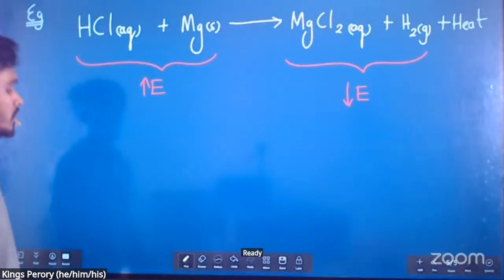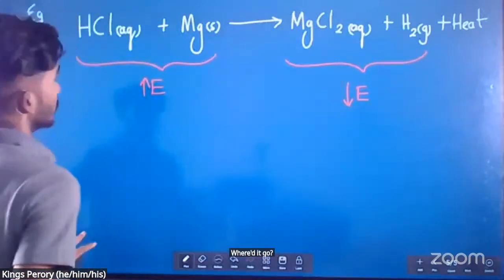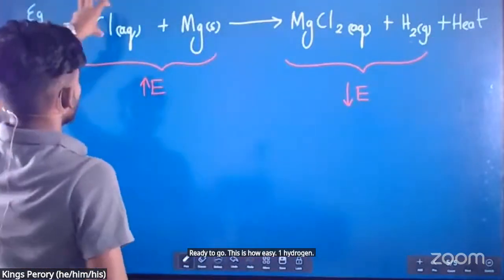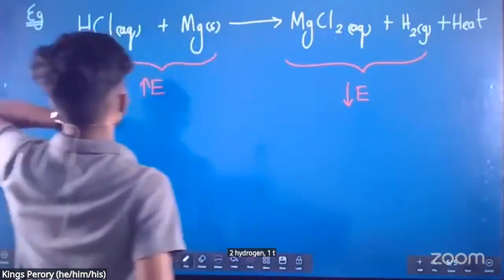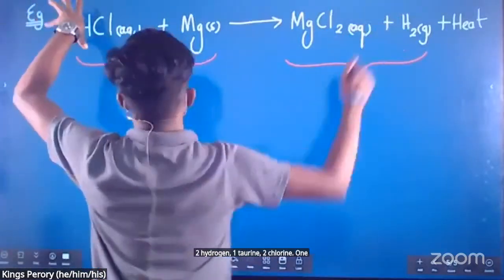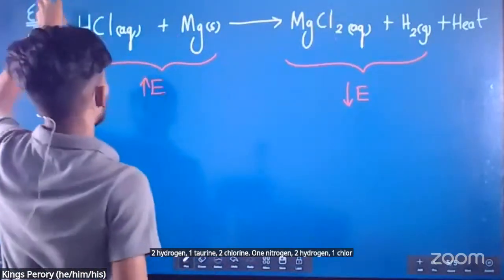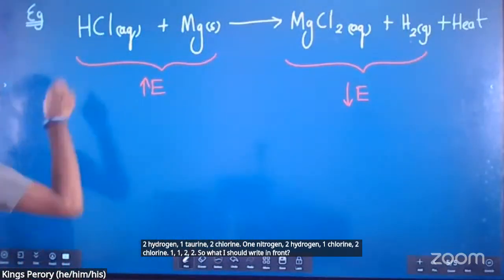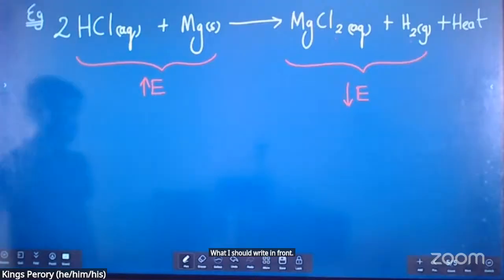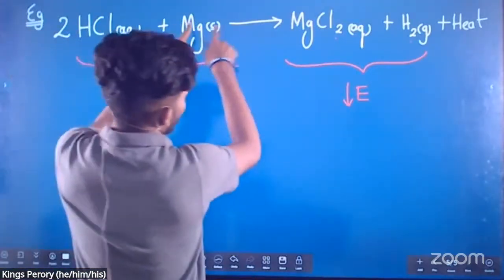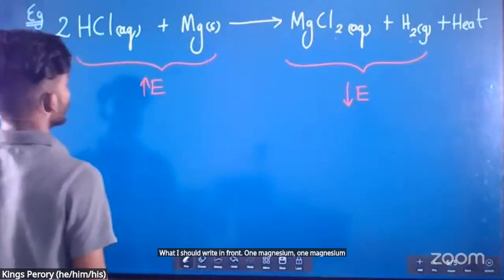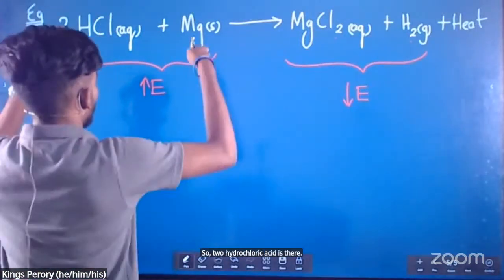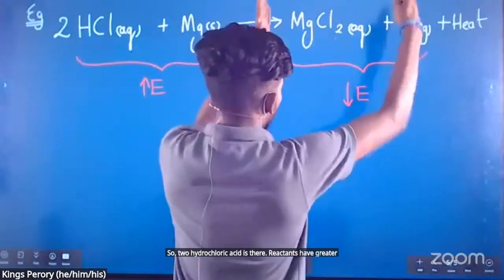Very good. This is how you see. One hydrogen, two hydrogen, one chlorine, two chlorine. 1, 1, 2, 2. So what should I write in front? 2. One magnesium, already balanced. So 2 hydrochloric acid is there. Right. Reactants have greater energy, products have lesser energy.